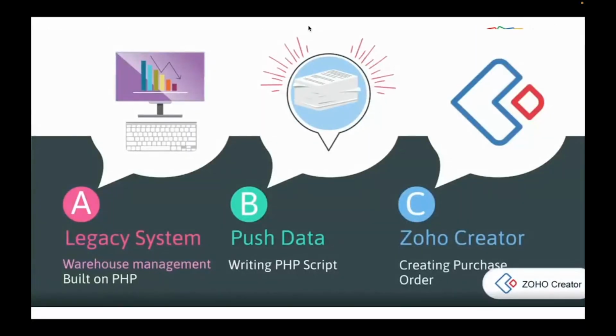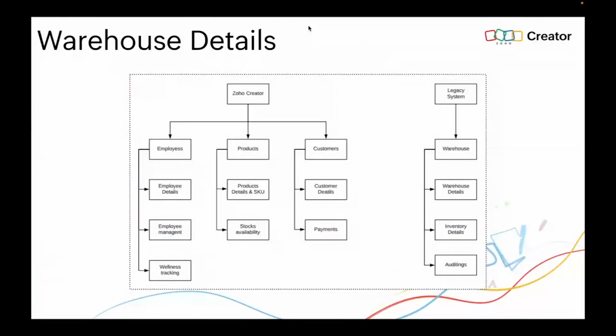So here we have a legacy system and we have Zoho Creator. To push the data, you'll have to write the code in PHP. When you make use of the Swagger Hub and Open API specification, you can generate the code using the PHP code, and this will be generated as an SDK file, which you can make use of within your application. So here is a diagrammatic representation.